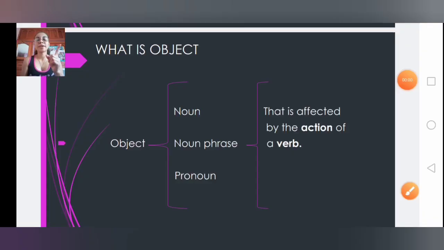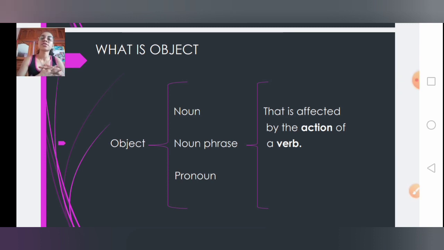My name is Brenda Cordova Avalos, and I'm going to talk about three topics of morphosyntax. The first is kinds of object, after that complements, and finally adverbials. So, let's begin. First of all, what is an object?